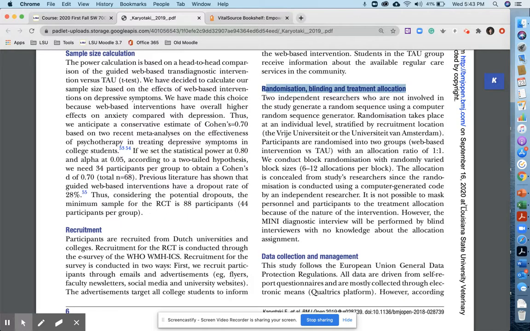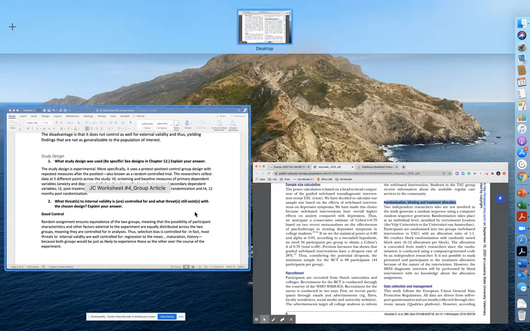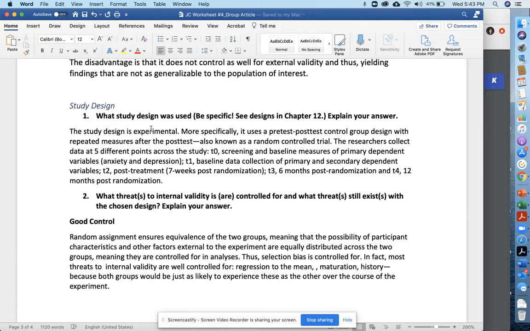So let's go back and look at the questions. It says, what study design was used? So it was experimental because there is randomization. We know that there was a pretest and a post-test, and there was a control group. And then there were repeated measures after the post-test. This is also sometimes described as a randomized controlled trial when there are these repeated measures after the post-test, added on to a pretest, post-test control group design.